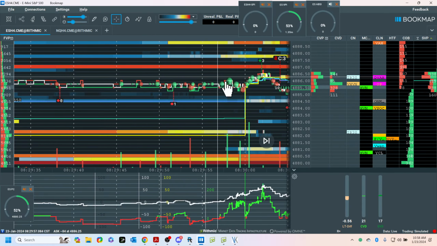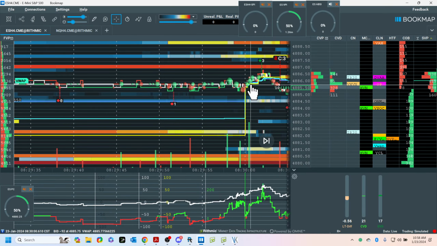So let's look at this. This yellow line is developing volume point of control. It resets to 0 at RTH open. So we're starting at 0 volume. So it's very sensitive. And what it's telling me is, what's a retail price?